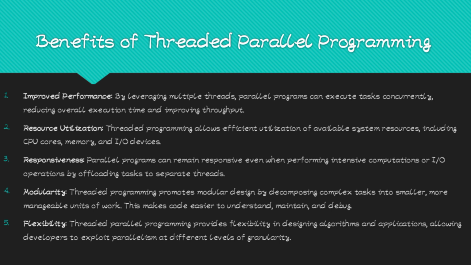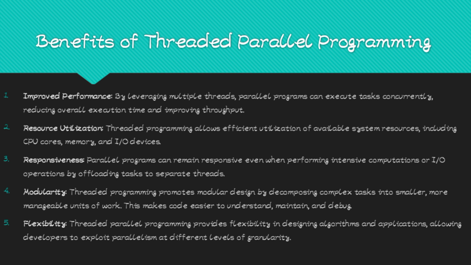And also resource utilization. Threaded programming allows efficient utilization of available system resources such as CPU cores, memory, and input-output devices, since each thread will utilize them. We might have three threads and they utilize all the available cores or processors. And another one is responsiveness. Parallel programs can remain responsive even when performing intensive computation or input-output operations by offloading tasks to separate threads. So the responsiveness is still there.